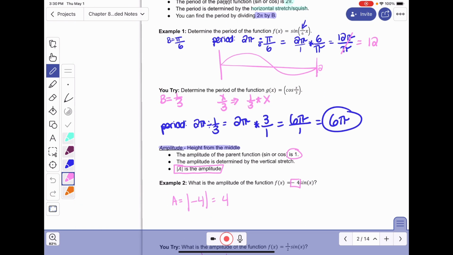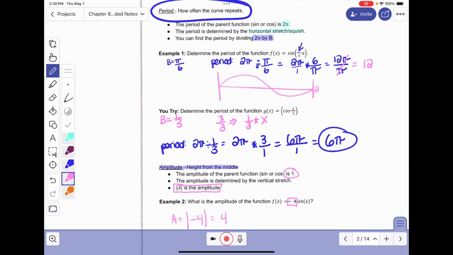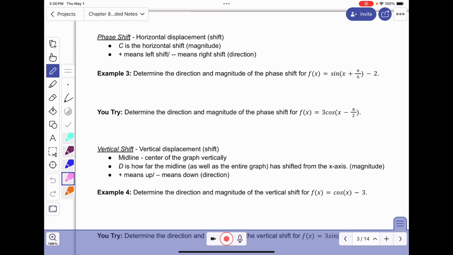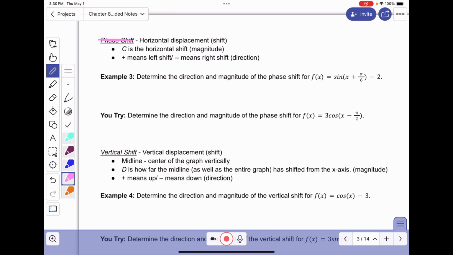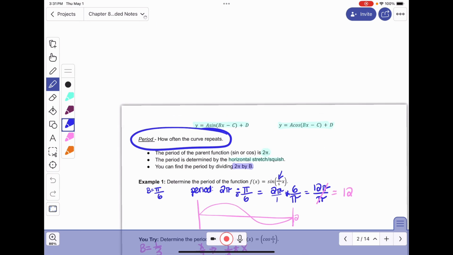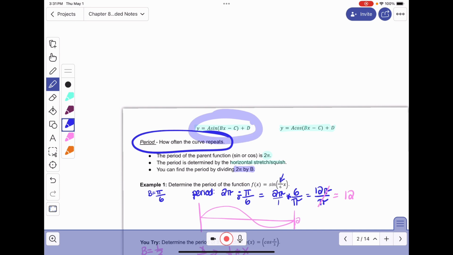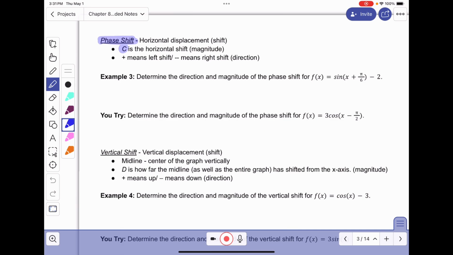So those are two of the key features, the period and the amplitude. Another key feature is the phase shift. The phase shift is the horizontal displacement. How much does it shift left or right before it repeats? So C, that number inside the parentheses here, is going to be your shift. And the number is the magnitude, so it's the absolute value. And then plus or minus is whether it shifts right or left.